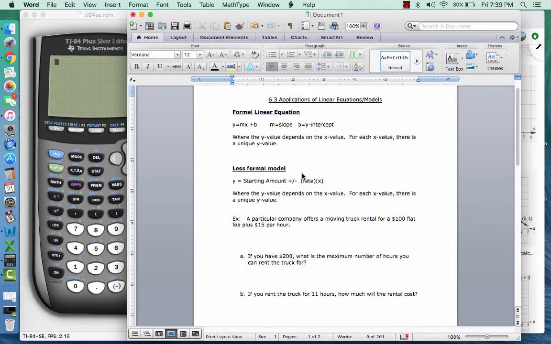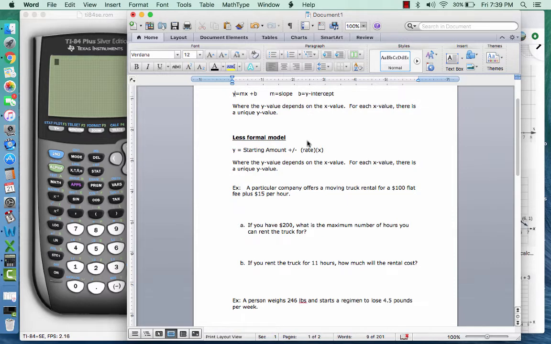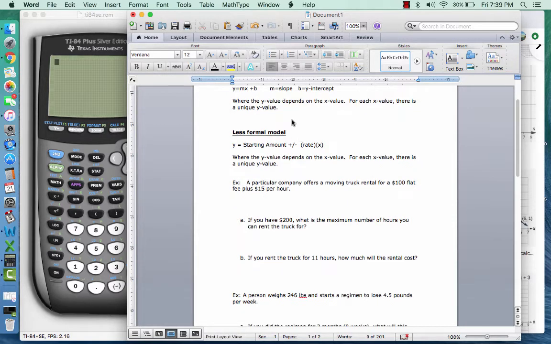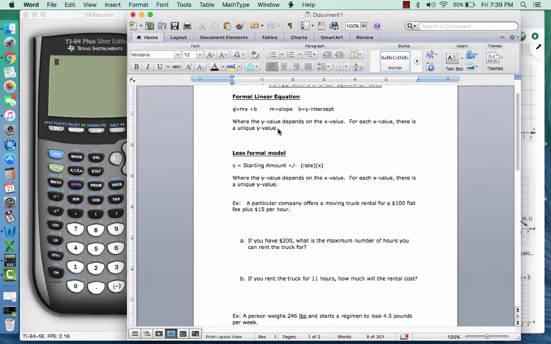However, for this class, since this is more of an applied class and not really an algebra class, I'm going to aim for this less formal model. Instead of the y-intercept being at the end of this equation, I'm going to put it at the front and call it the starting amount. So y still depends on x, and these are variables that depend on the problem. So x could be the number of hours that you work and y is the pay, or x is the number of sales that you do and y is, say, your profit.